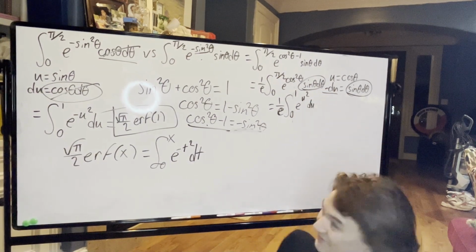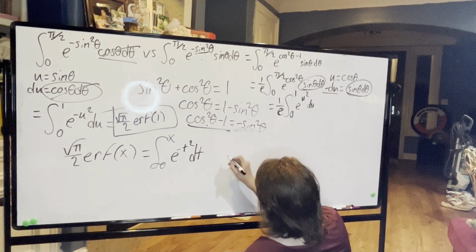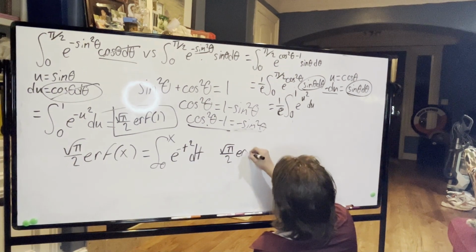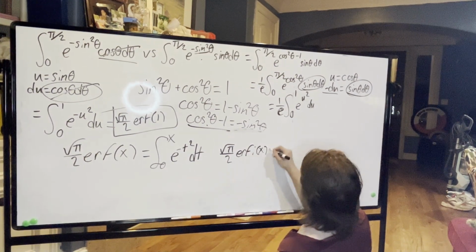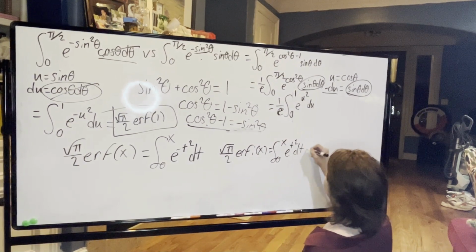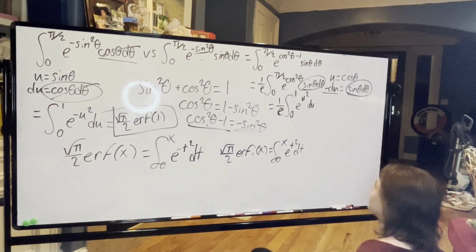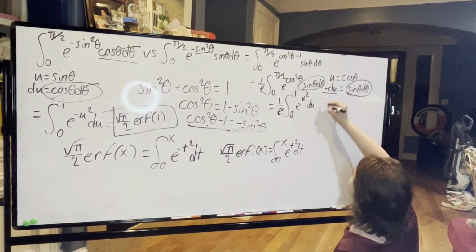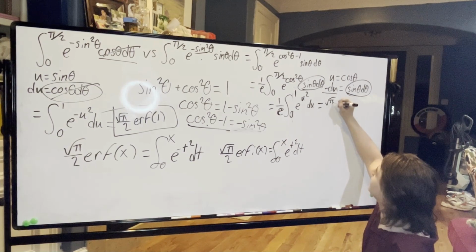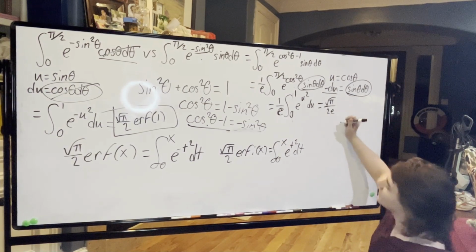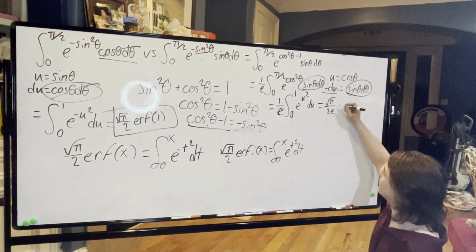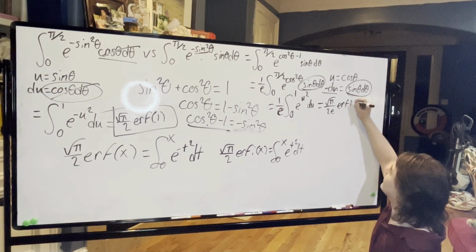And now, we're going to have to apply another non-elementary function. Square root of pi over 2 times this new function, phi of x, equals the integral from 0 to x of e to the t squared dt. Apply that to this, and then we get this is equal to square root of pi divided by 2e. Our x is going to be 1, so it's going to be phi evaluated at 1.